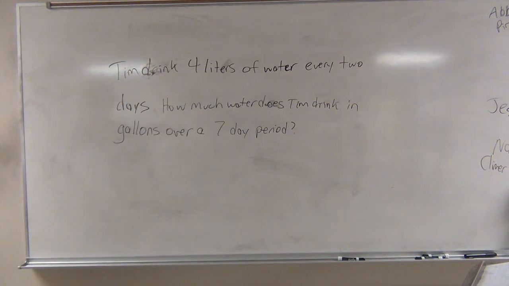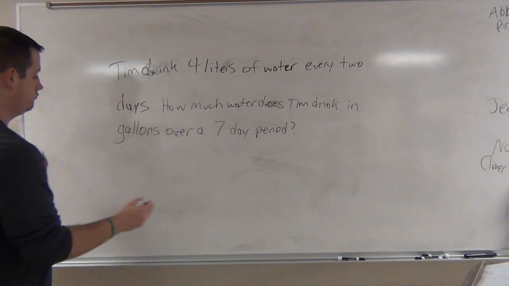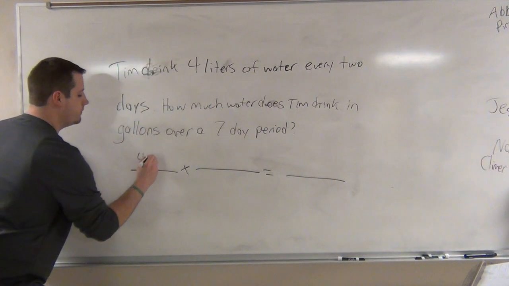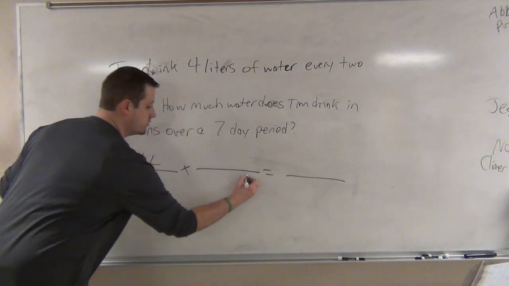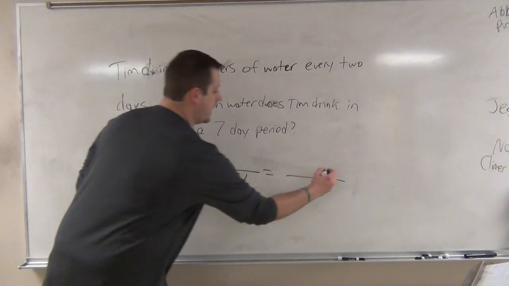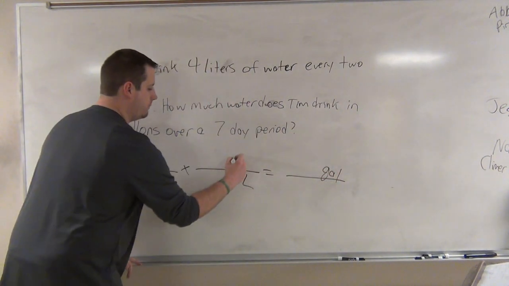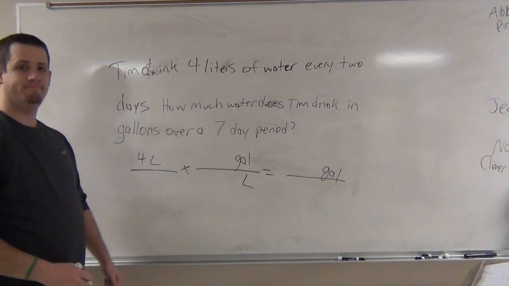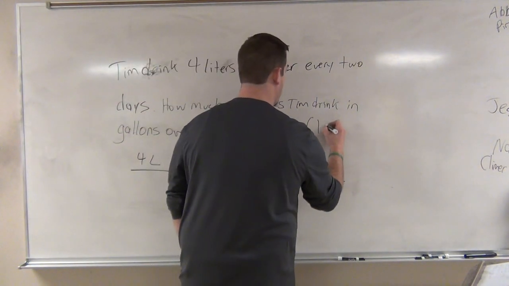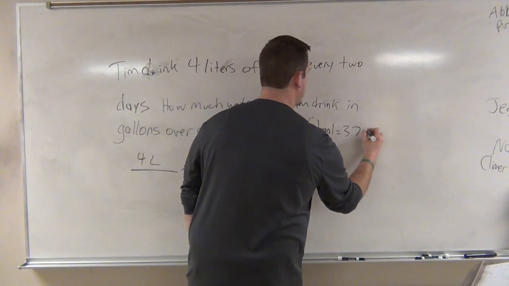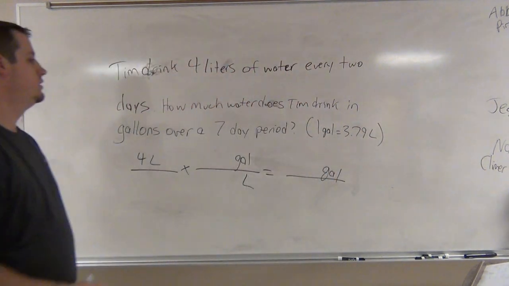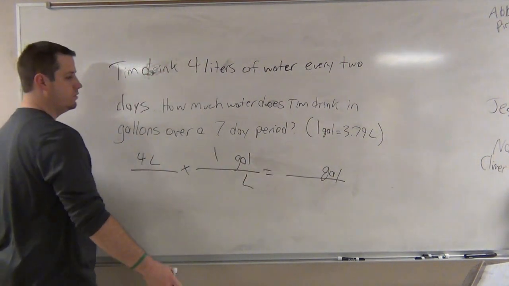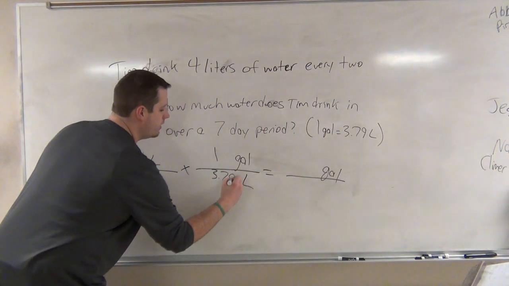All right? Start off with 4 liters. That unit follows me down here. I need gallons because that's what I want. That unit follows me here. Do I know a conversion? I do. 1 gallon equals 3.79 liters. So where does the 1 go? The 1 goes by gallon because that's what it is. Where does 3.79 go? It goes with liters, 3.79.